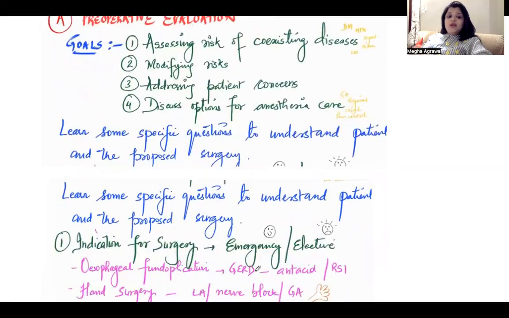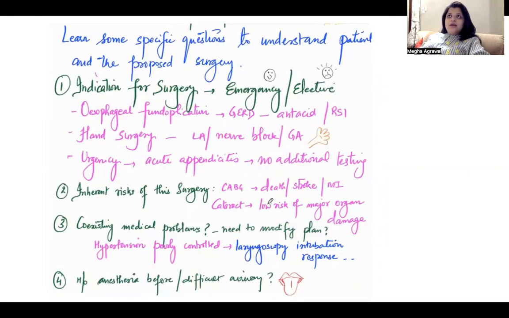When you take any patient for anesthesia, there are 4 or 5 basic questions which you must ask. You should always know the indication for surgery, and if it is emergency or elective. Suppose the patient is for esophageal fundoplication for gastroesophageal reflux disease, so you know that the patient is having reflux. So in the pre-medication, you want the patient to be given an antacid. And there is something called rapid sequence intubation. It is done in patients who have a high risk of aspiration pneumonia. You will be learning about this later.